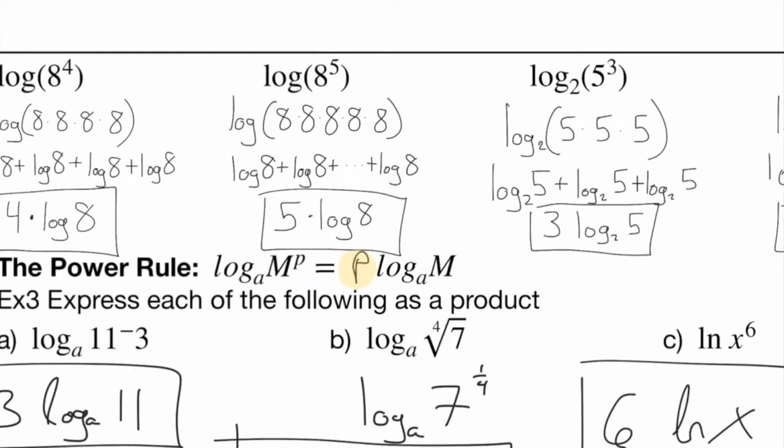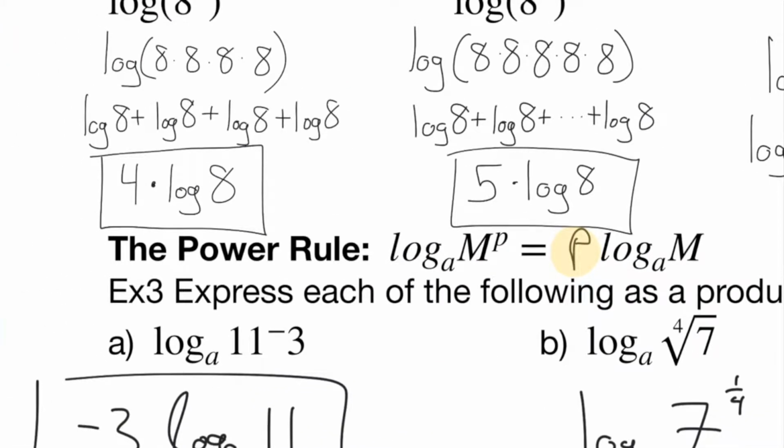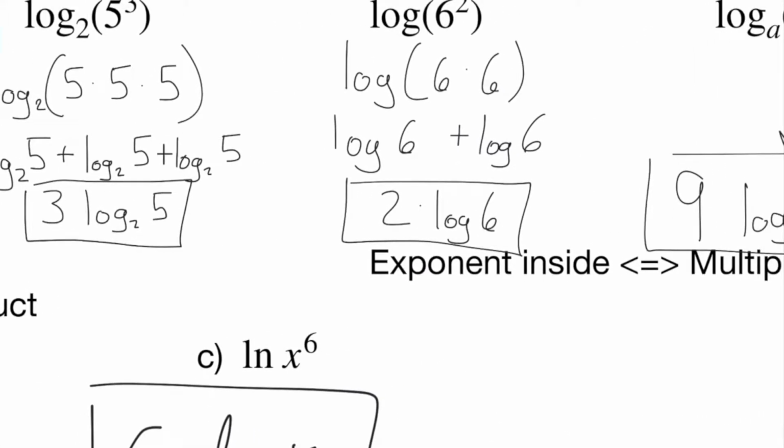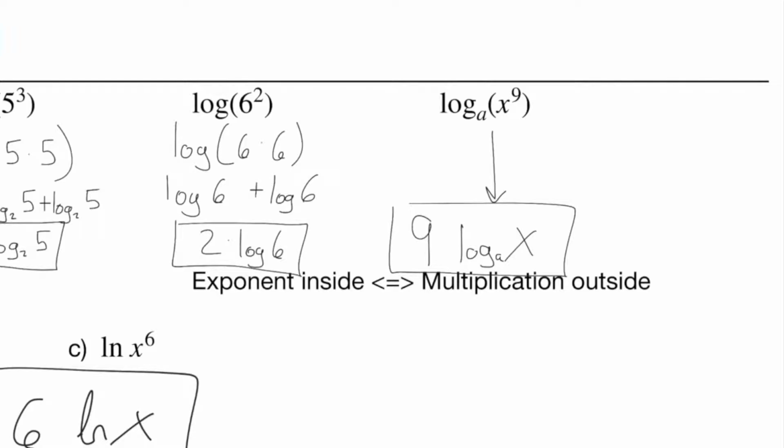You can basically state the power rule like this. Log base a of m to the p power is the same thing as p times log base a of m. You can bring the p out front as multiplication. Exponents inside means multiplication outside.